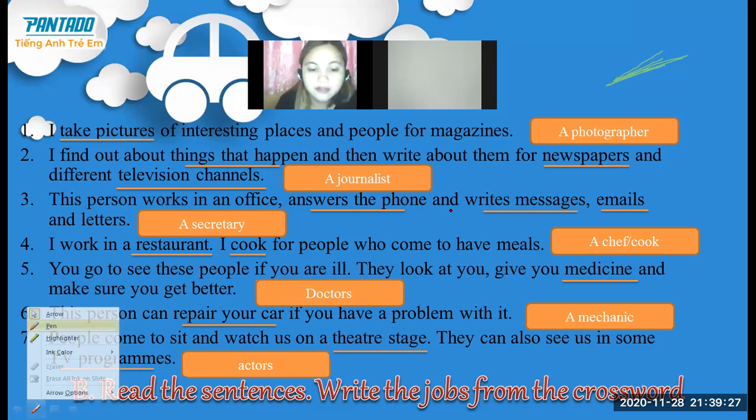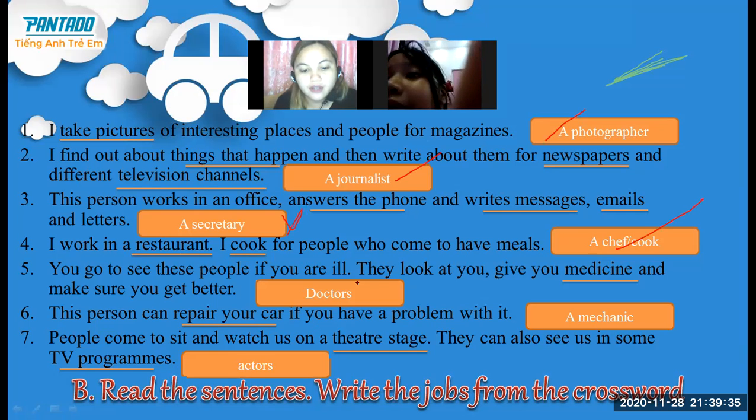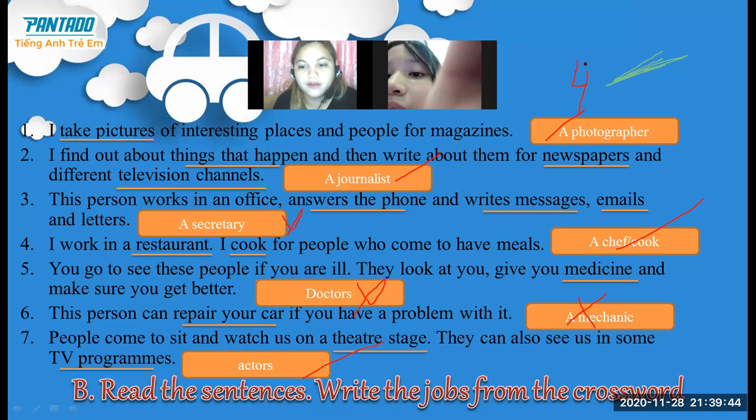So let's count your score. Photographer is correct. Journalist is correct. So you didn't answer secretary. Chef and cook is correct. Doctor, you weren't able to answer. Mechanic, you weren't able to answer. And actors is correct. So you got 4 points for this part, okay?